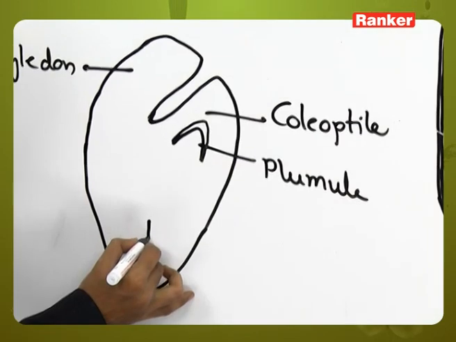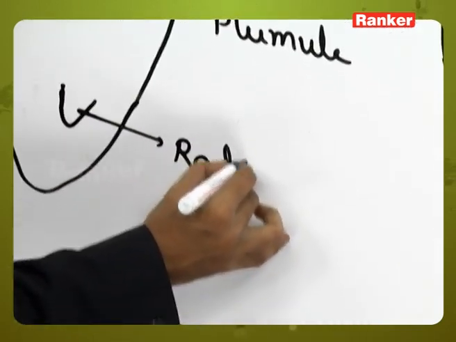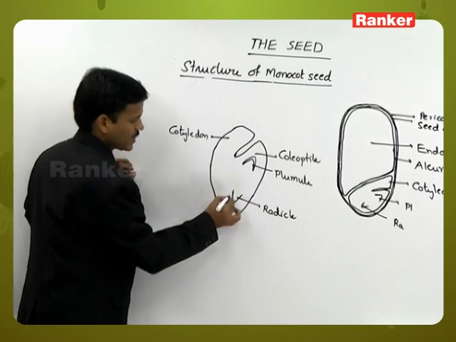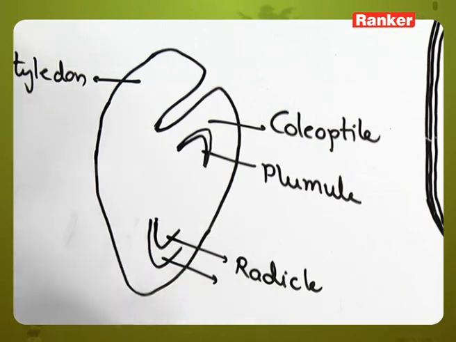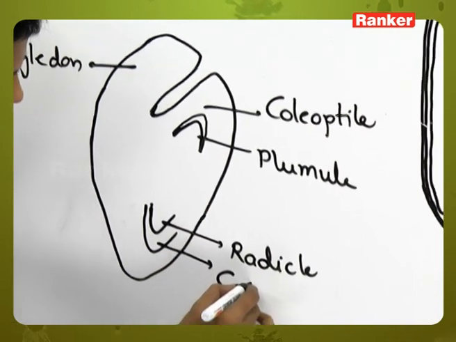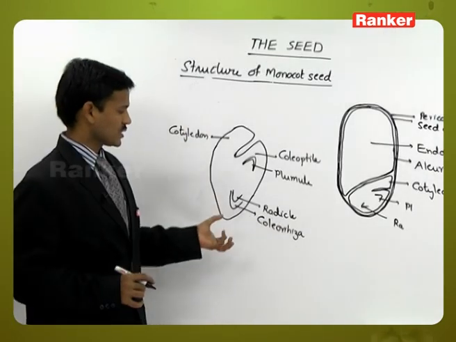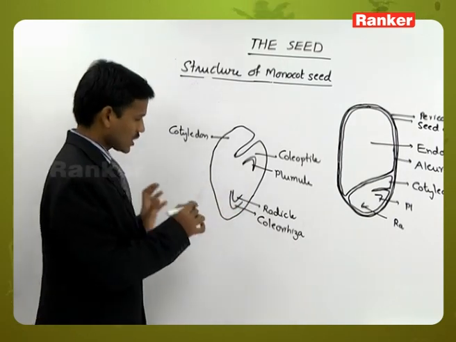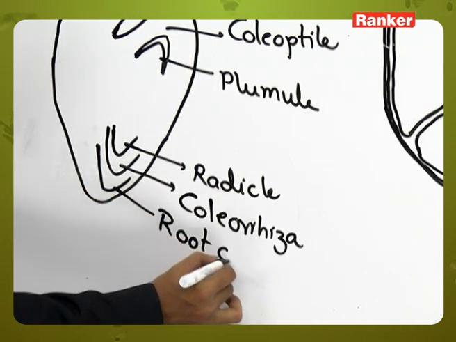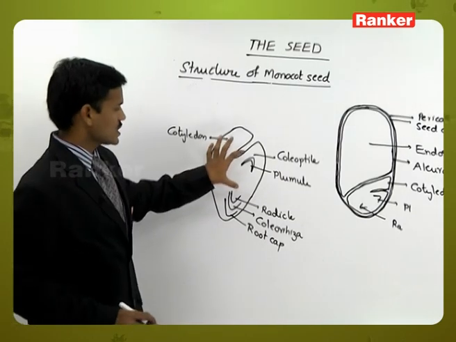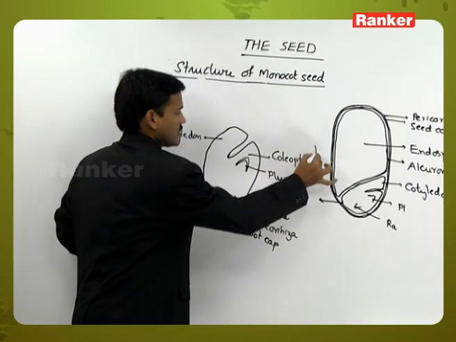And here, the radicle develops into the root system and it is covered by one sheath. This sheath is called the coleorhiza. The coleorhiza is a protective sheath, and the radicle and coleorhiza are both covered by a root cap. This is the embryo structure. If we enlarge it, this is the embryo.